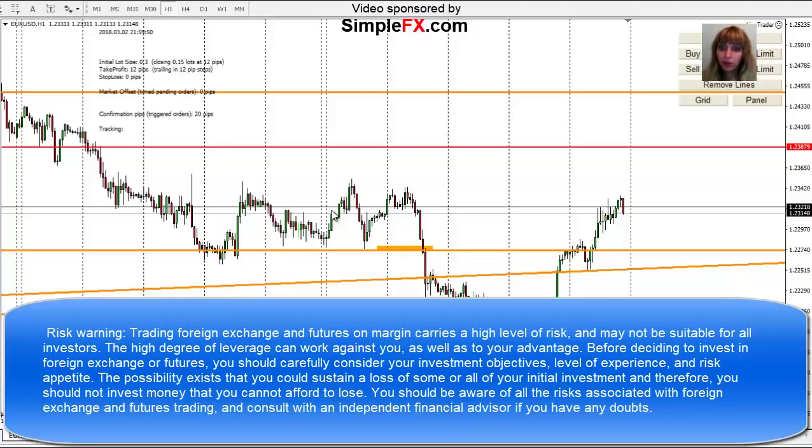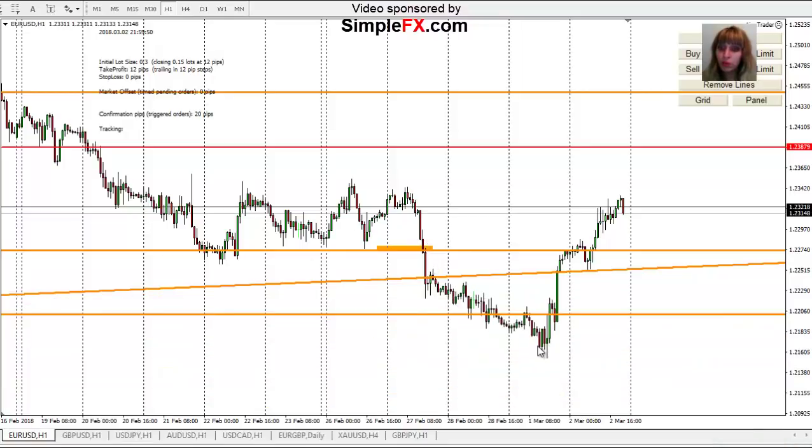Okay, we're starting with euro dollar as usual. This is 1 hour chart. So as you can see, euro broke down a little bit, continued its way down just as one of the expectations, and actually it's recovered itself and is back to the same area as it was previous week.